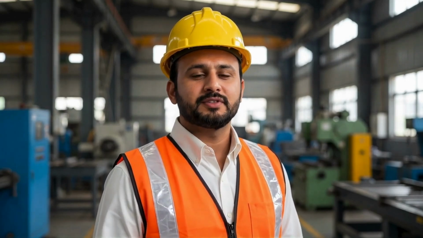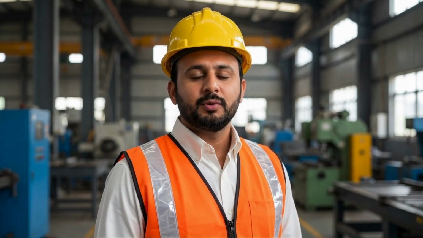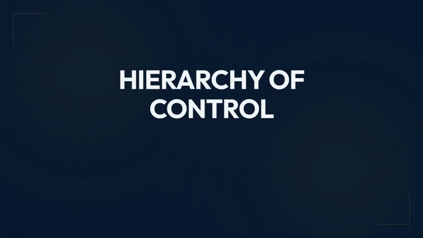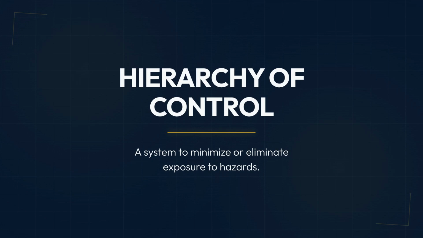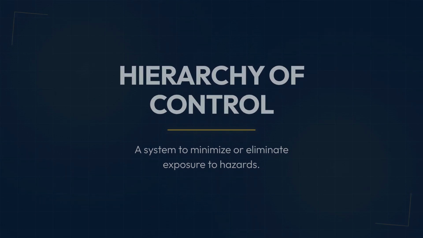In today's video, we will learn about the hierarchy of control, a fundamental concept in risk management according to NIBOSH standards. By the end of this video, you will understand each level and how to apply it step by step. The hierarchy of control is a system used to minimize or eliminate exposure to hazards. It ranks control measures from the most effective to the least effective. The goal is always to control hazards at the highest possible level.